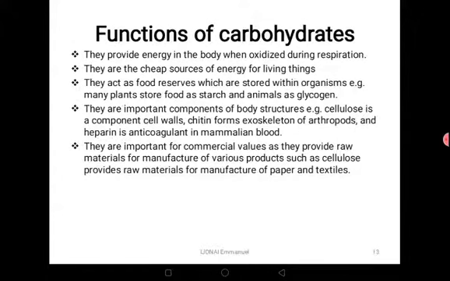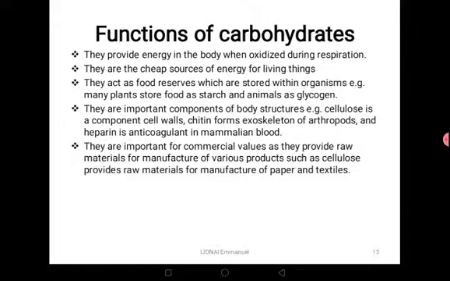So let's look at the functions of carbohydrates in general: the polysaccharides, the monosaccharides, and the disaccharides. One, they provide energy in the body when oxidized during respiration. So when you oxidize them during respiration, you are able to get energy, meaning they are energy-giving food. They are cheap sources of energy for living things.